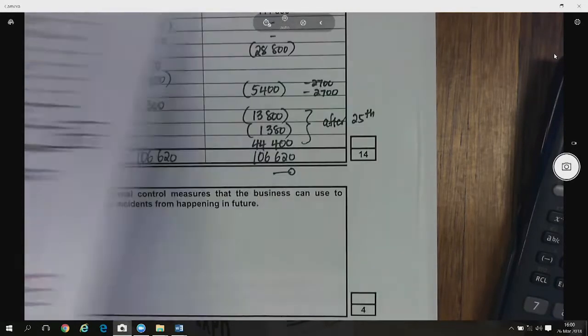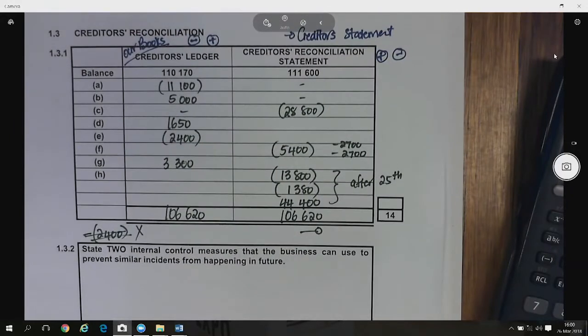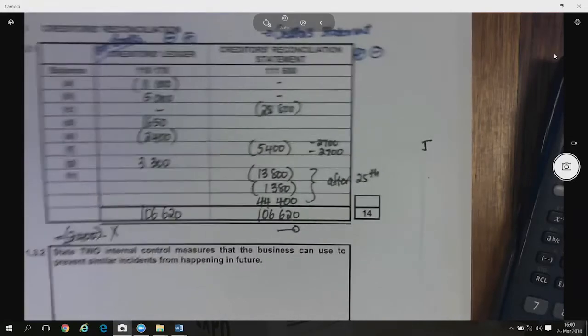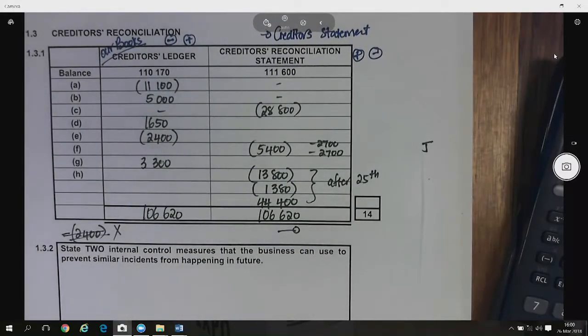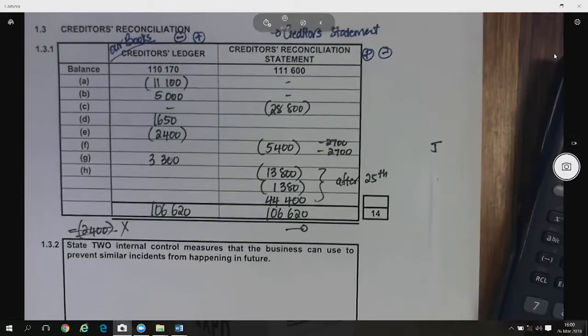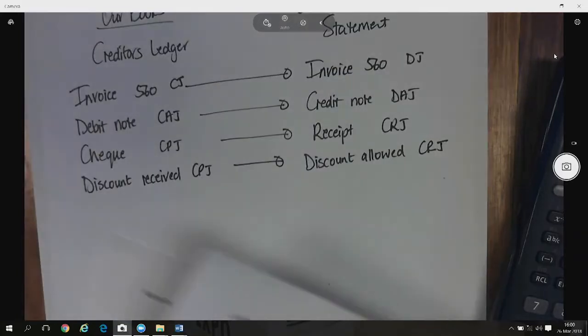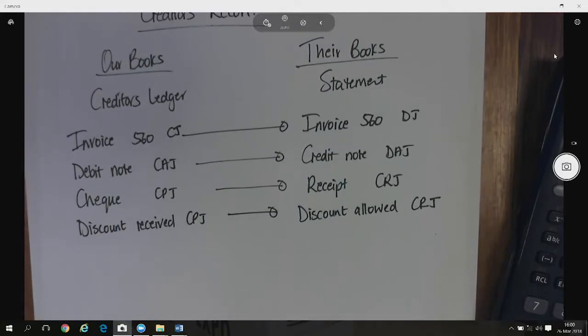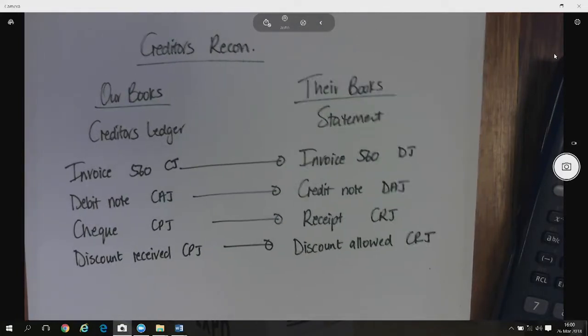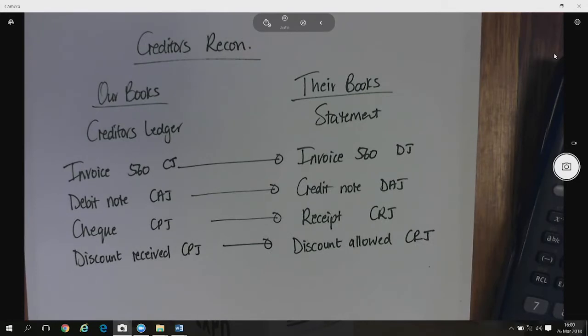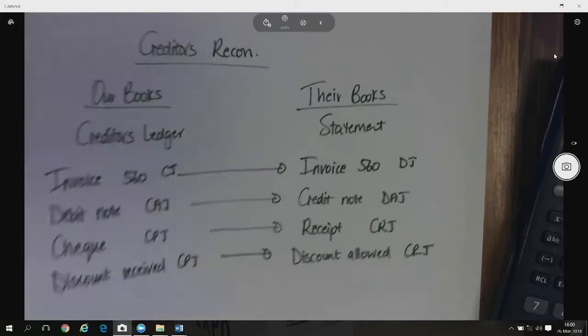Okay, so that was the creditors recon. Please make sure that you can do it. It's easy marks to gain. It's not a big thing. You just concentrate. When must you minus and when must you plus. That is the big thing on your creditors recon, what to compare with what. And you also look at the dates. The dates help a lot.